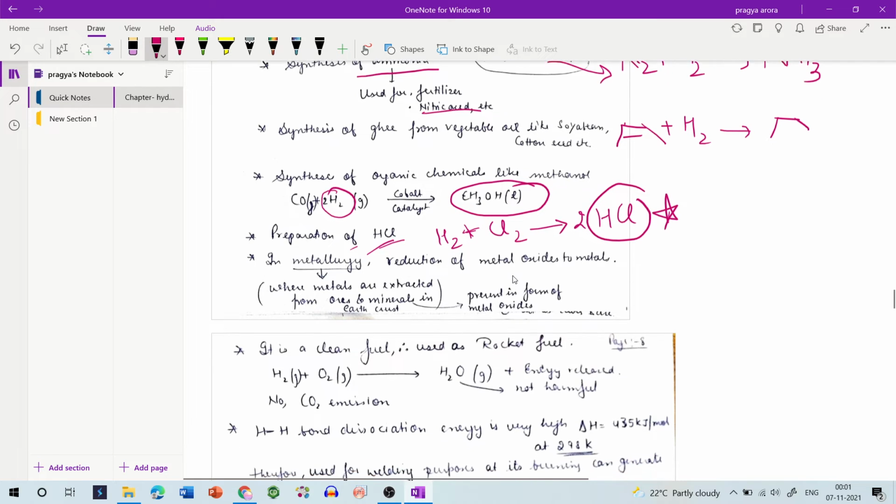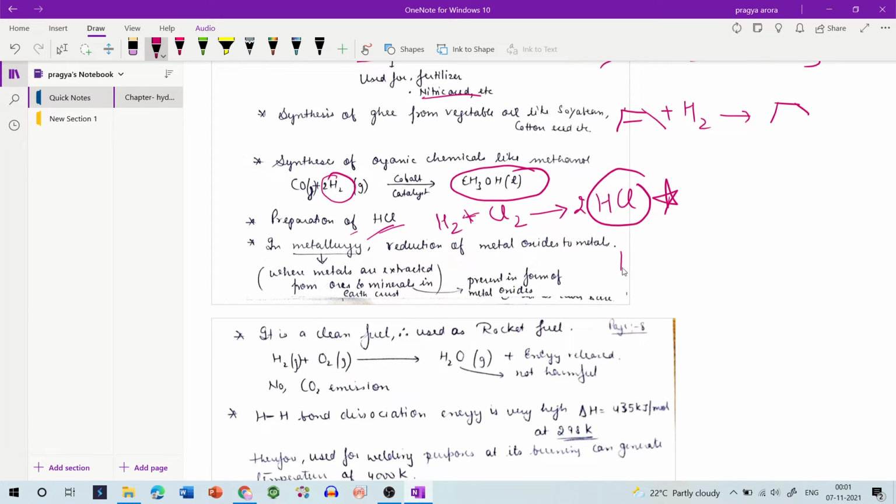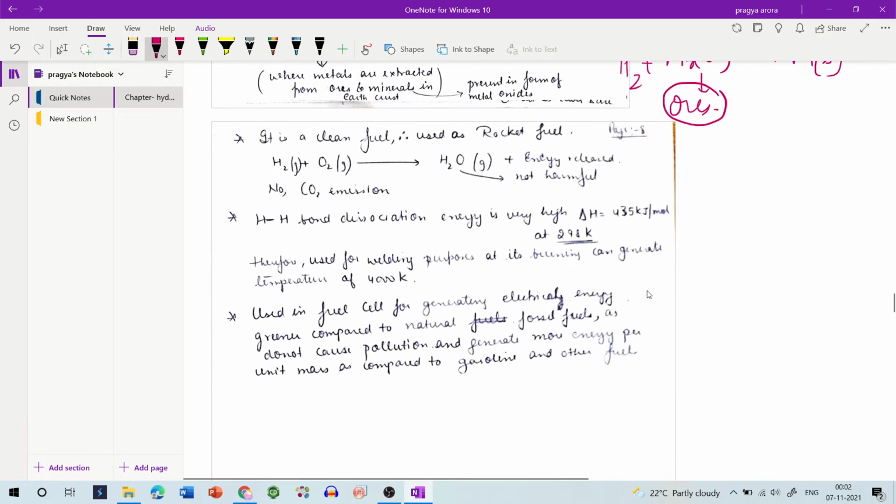Hydrogen is also used to extract metals, that is, it reacts with metal oxides, that means the ores. So metallurgy is the process where hydrogen is used to extract metal from the ores.